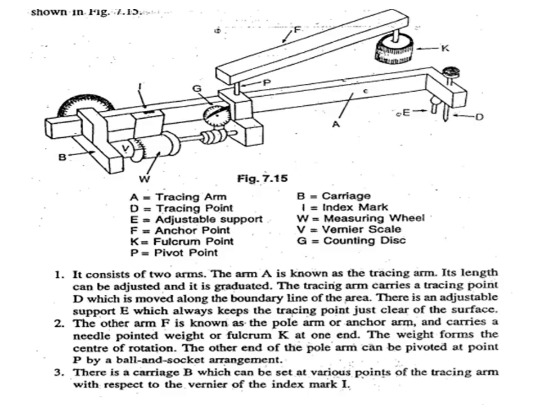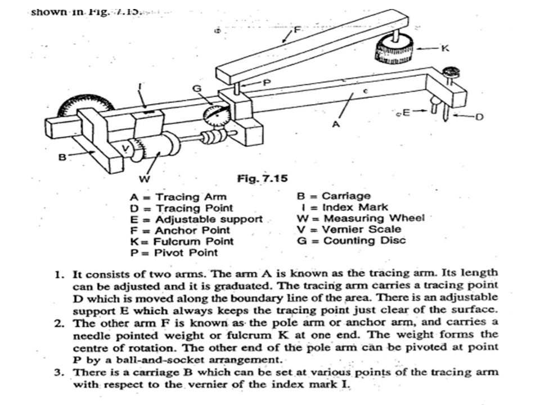The planimeter consists of two arms. The arm A is known as tracing arm. Its length can be adjusted and it is graduated. The tracing arm carries a tracing point D, which is moved along the boundary line of the area. There is an adjustable support E, which always keeps the tracing point just clear of the surface.